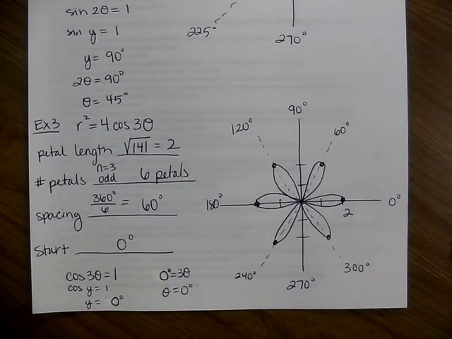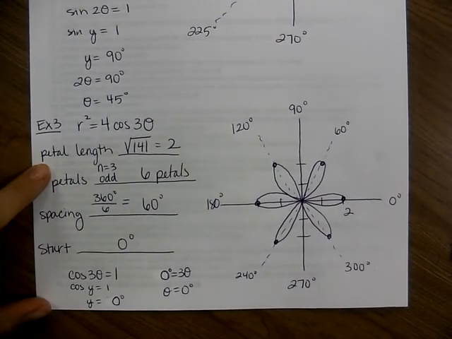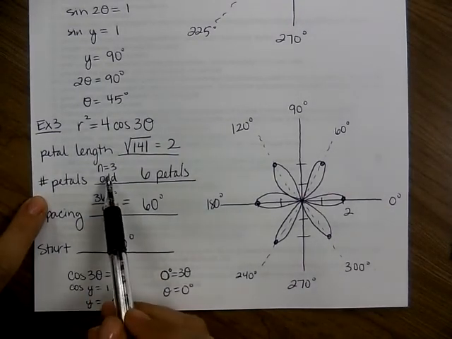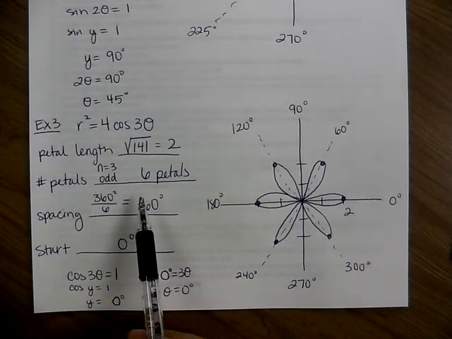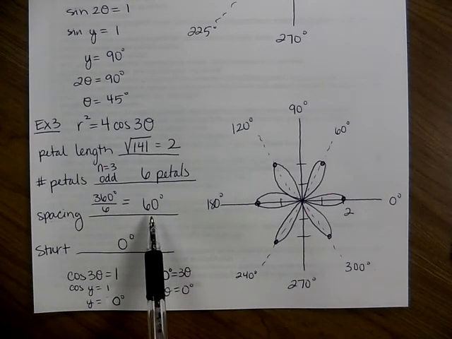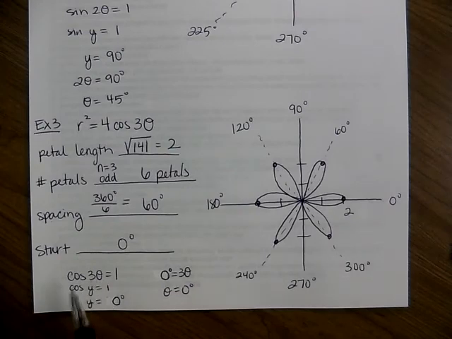Okay. So let's kind of go through this one. For the petal length, did you get 2? Taking the absolute value of this 4 and then taking the square root of it. So for this one, n was 3. You can't have an odd number of petals, so you have to multiply it by 2, giving you the 6. Spacing is 360 divided by 6, giving you 60 degrees. Each petal is spaced out. The start was 0 degrees. Did you get that? Yes? So remember how before when we were defining our domain, we would always choose 0 over 360? It's really the same reason.